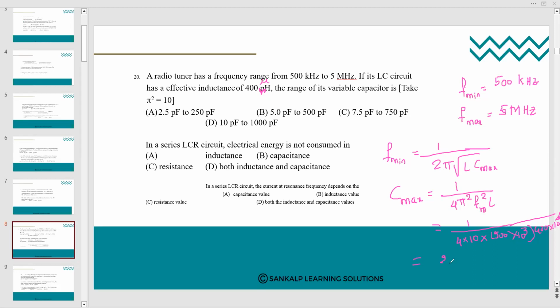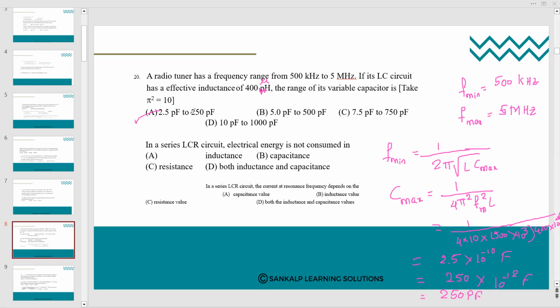So this is equal to 2.5 into 10 raised to minus 10 farad, or you can also write it as 250 into 10 raised to minus 12 farad, or you can say 250 picofarad. Okay, so options here: you can see 250 picofarad is there for only one option, so directly we can choose option A.